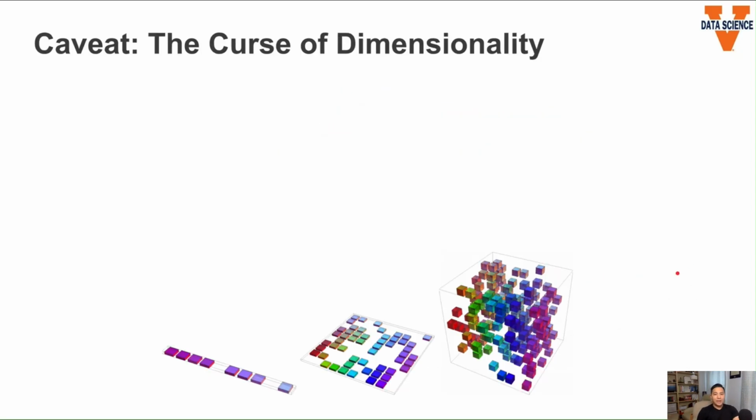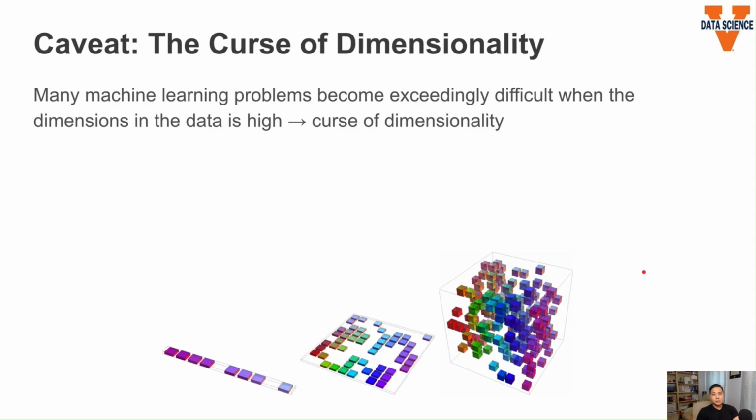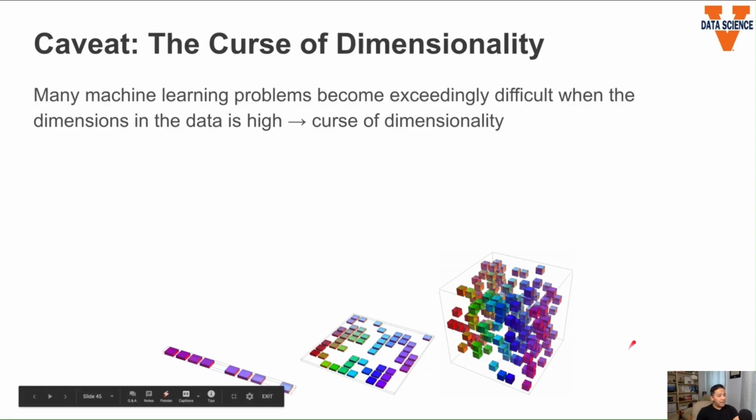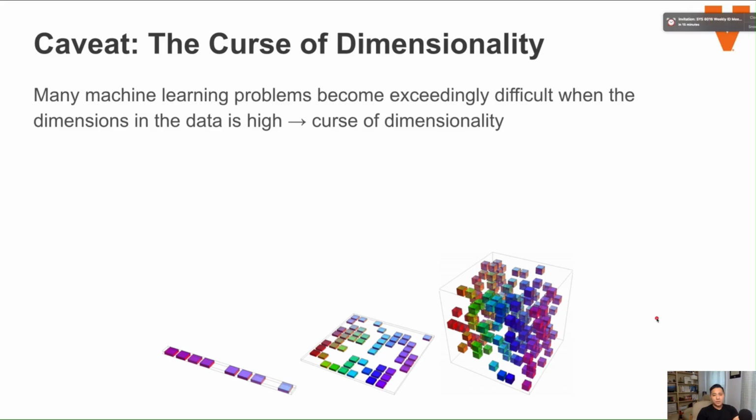Let me also mention a caveat of machine learning algorithms, which is the curse of dimensionality. What happens is that many machine learning problems become exponentially difficult when the dimension of the data is high. So think about it. You can visualize data lying in 1 dimension, 2 dimensions, and 3 dimensions here. And the complexity or the configuration of the model becomes exponentially more difficult as the number of variables or features increases.